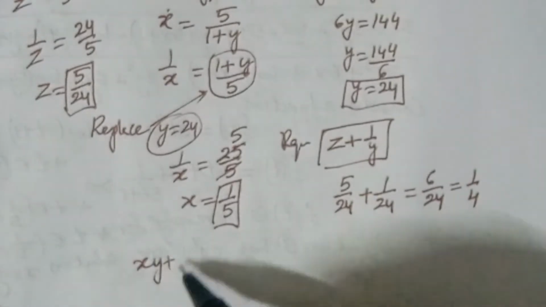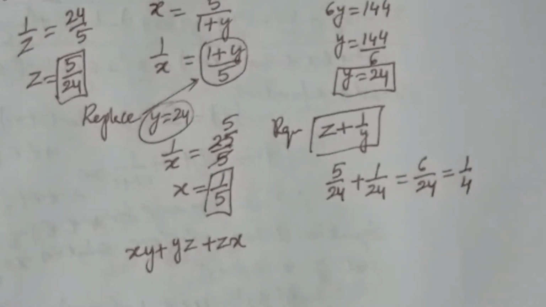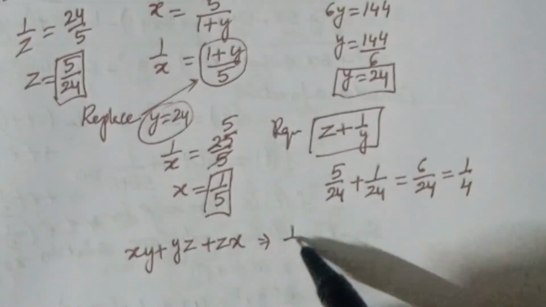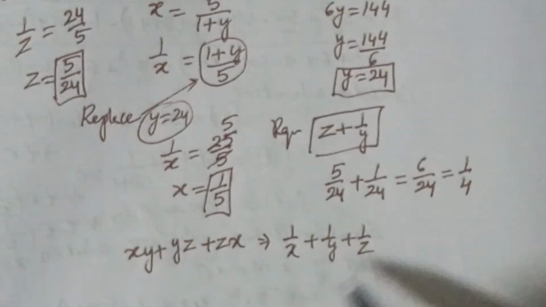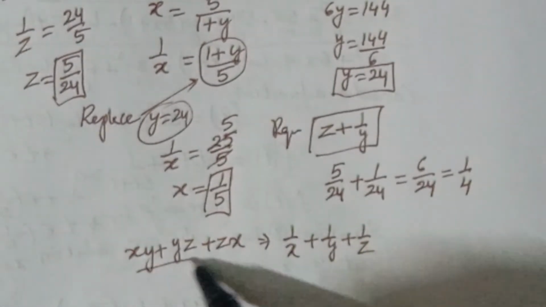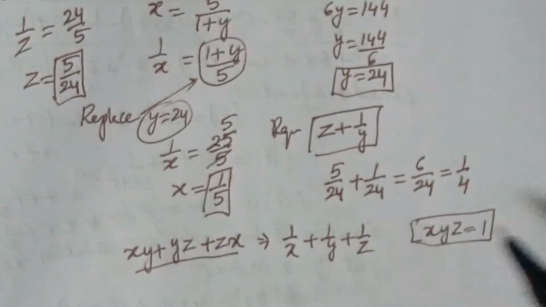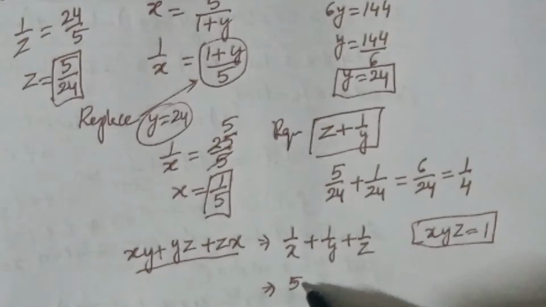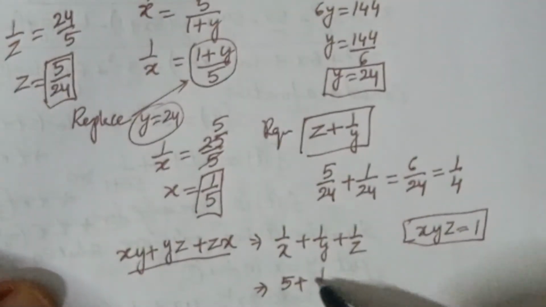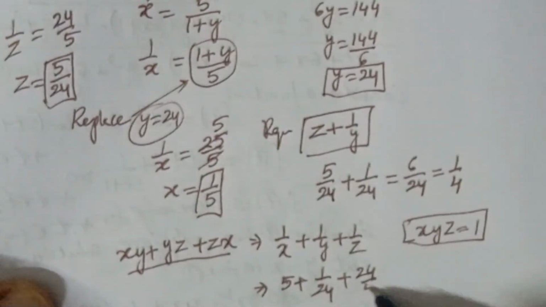Now another question is given: xy plus yz plus zx. We have all the values here. If you take 1 by x plus 1 by y plus 1 by z, this value will be equal to this, because xyz is equal to 1. So 1 by x is 5, 1 by y is 1 by 24, and 1 by z is 24 by 5.